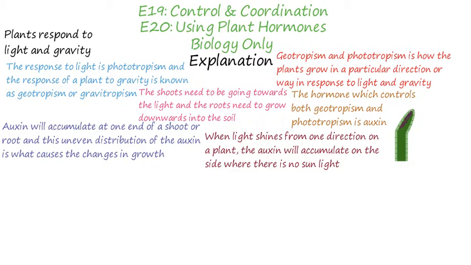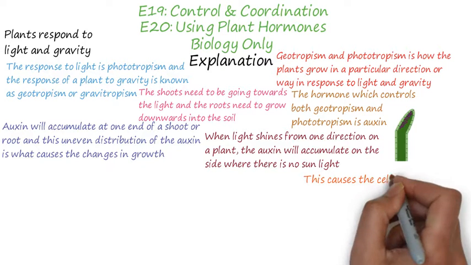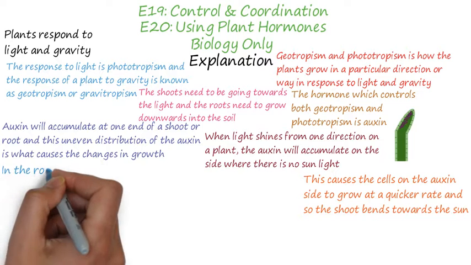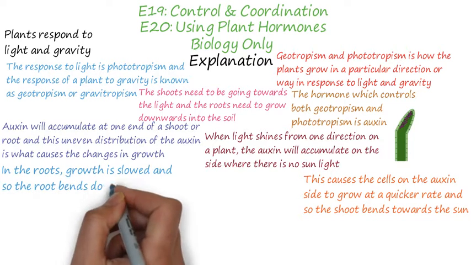Let's take a look at the shoot. When light shines from one direction on the plant, the auxin will accumulate on the side where there is no sunlight. This causes the cells on the same side as the auxin to grow at a quicker rate, and so the shoot bends towards the sun.